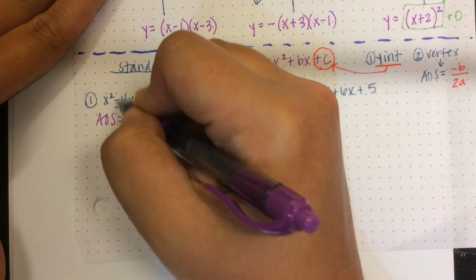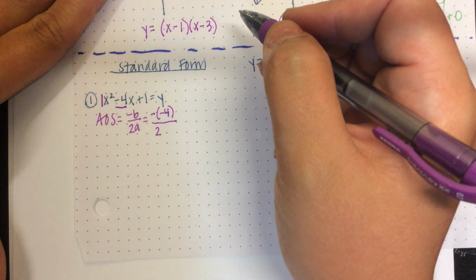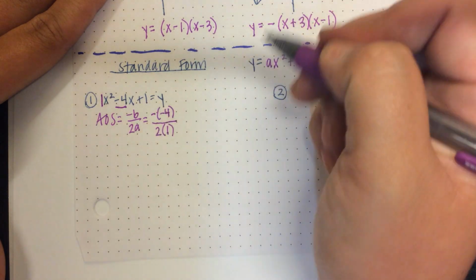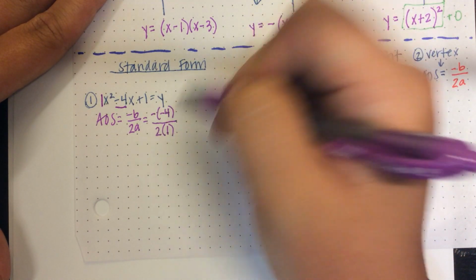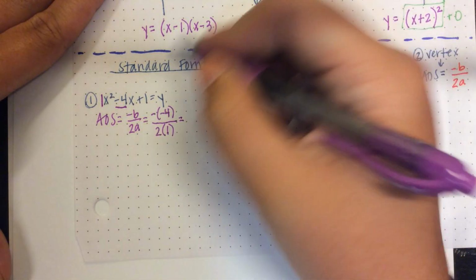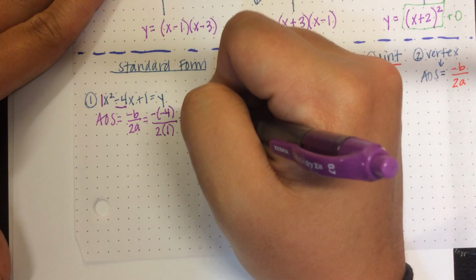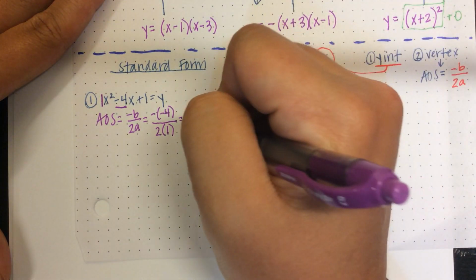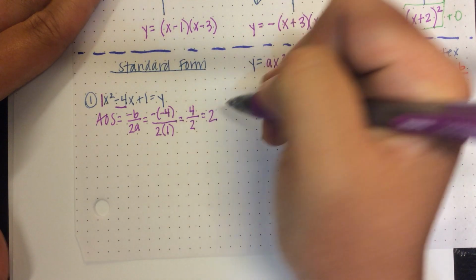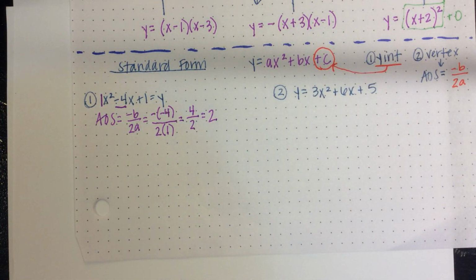And then 2a. Well, my a is out in front there, so it's a 1. So -b over 2a is -4 over 2 times 1. Well, negative becomes positive. And then 2 times 1 is 2. 4 divided by 2 is 2. So my axis of symmetry is at +2.